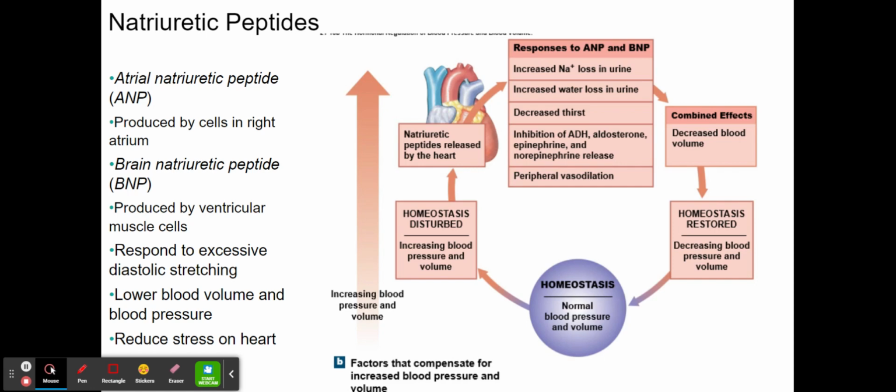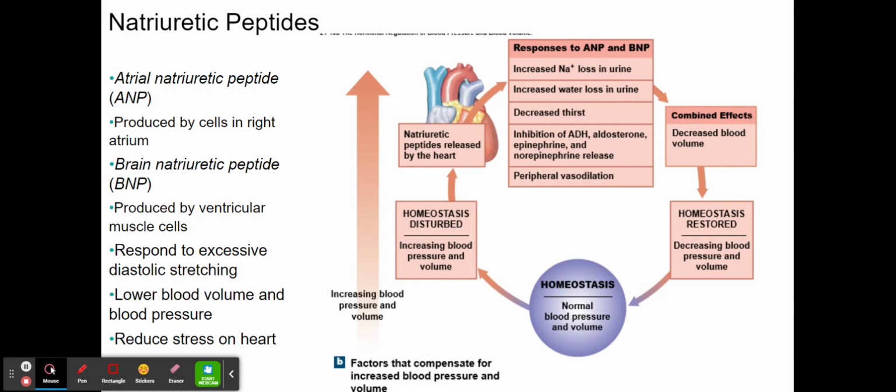They do so by 1, increasing sodium ion excretion by the kidneys, 2, promoting water losses by increasing the volume of urine produced, 3, reducing thirst, 4, blocking the release of ADH, aldosterone, epinephrine, and norepinephrine, and 5, by stimulating peripheral vasodilation. As blood volume and blood pressure decrease, the stresses on the walls of the heart are removed and natriuretic peptide production ceases. This is one of the reasons that we prescribe diuretics.